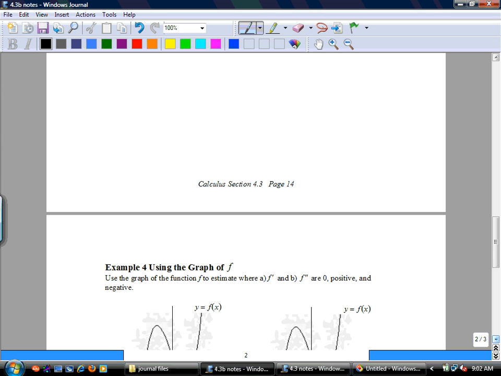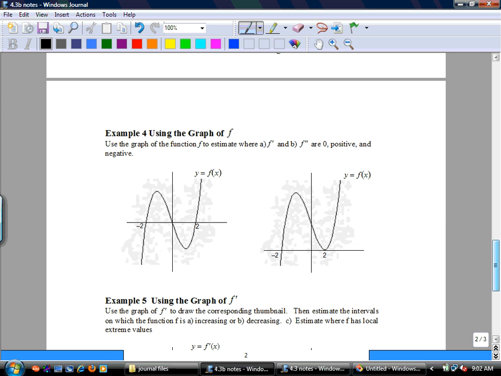So, using the graph of f, use the graph of the function f to estimate where f prime is 0. Okay. So what we're looking for here is, for A, we're going to use colors because this will be fun. We want to know where f prime and f double prime are positive and negative.